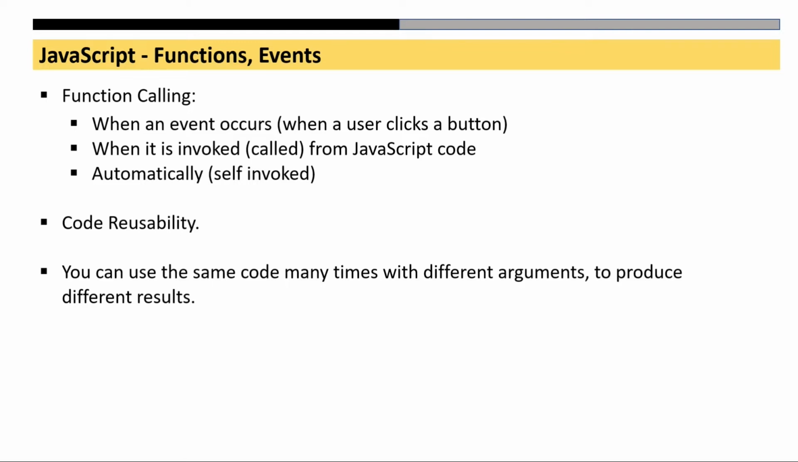And then self-invoking, that means automatically invoking a function. That means it can be invoked on its own from your function. So there are three ways we can invoke our function. Next comes code reusability.